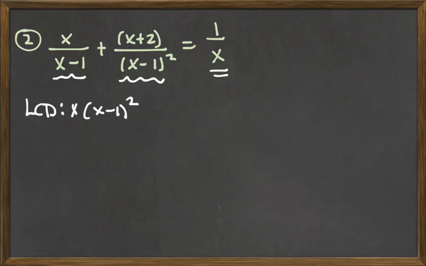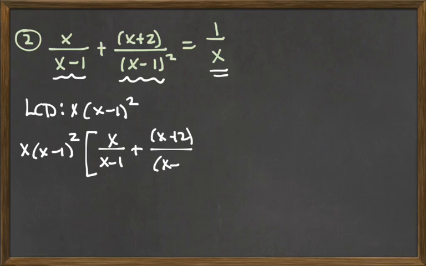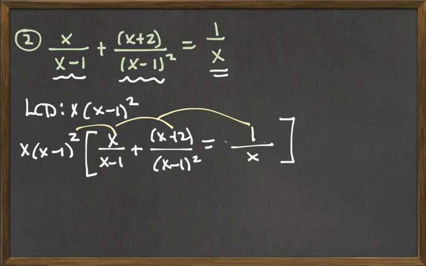Okay, so now let's multiply just like we did before, both sides by the least common denominator. So x times x minus 1 squared times x over x minus 1 plus x plus 2 over x minus 1 squared equals x minus 1 squared over x. Oops. I didn't distribute that yet. I'm sorry about that. So this really is 1. I haven't distributed. Now let's distribute my least common denominator to every term inside.